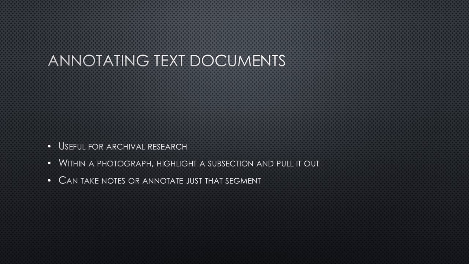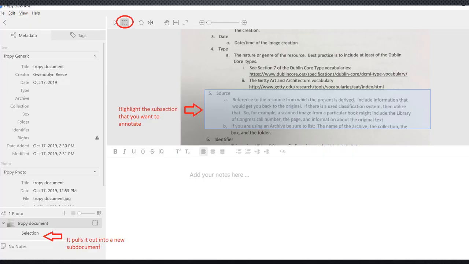You can also annotate text documents, and this is very, very useful for archival research. Also within a photograph, you can just highlight a subsection and it pulls it out, and then you can take notes on or annotate just that segment. So those of you who are doing deep archival research, you can have your many pages of a document collapsed into a single file, and then you can annotate each page as much as you want.